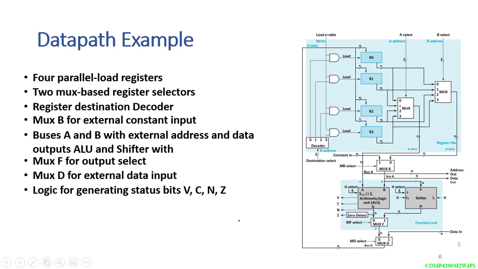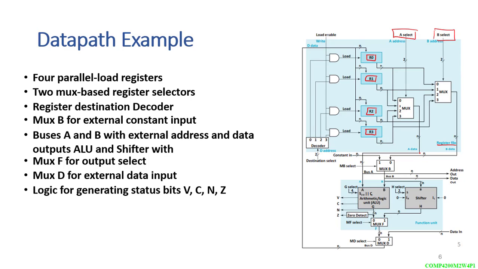Now, if you look at this first data path, this is our first data path. Let me just change the colors here. You can see that we have 4 registers, R0, R1, R2, and R3. These registers are all connected to 2 multiplexers, which are select A and select B, as you can see. And this blue box over here is called our register file. So our register file consists of 4 registers, 2 multiplexers, a load enable circuit with a decoder.